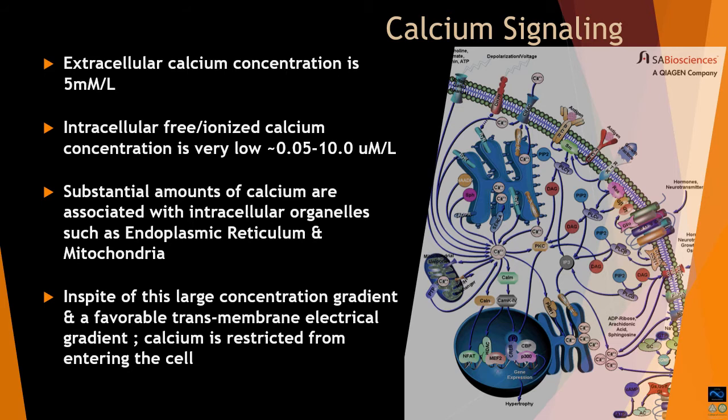In spite of this large concentration gradient, a favorable transmembrane electric potential gradient is also maintained, so that the cell can do its normal functioning, and calcium is restricted from entering the cell either from the outside or from the endoplasmic reticulum.